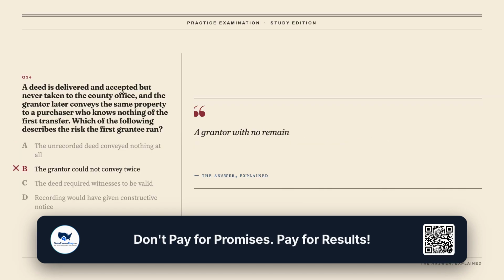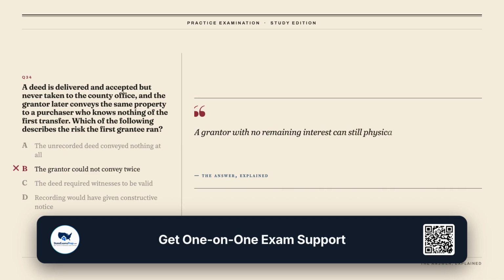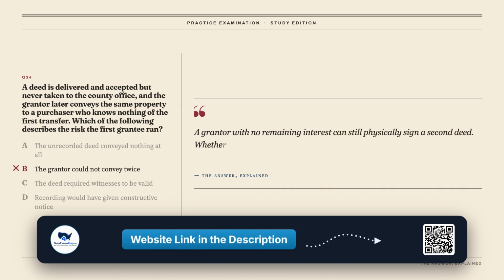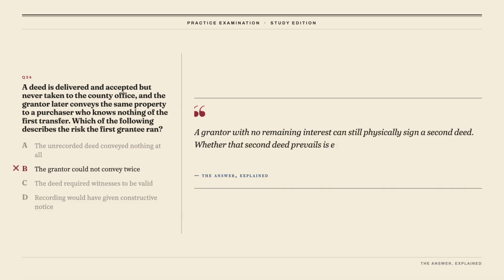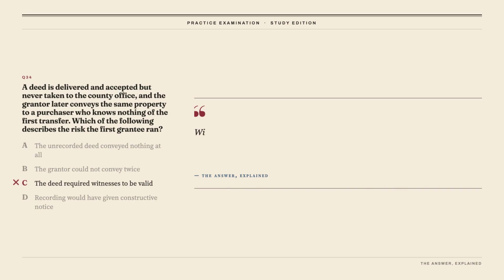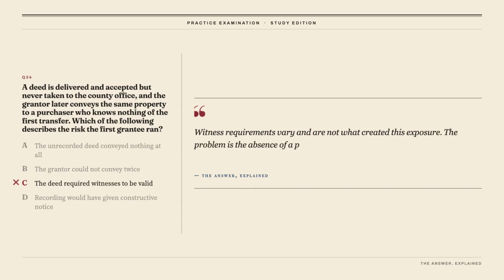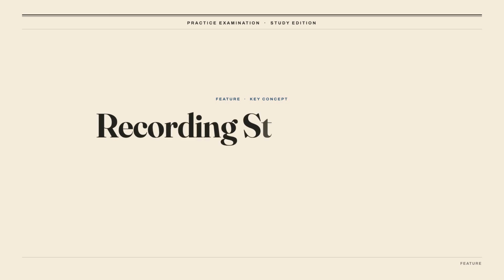B is wrong because a grantor with no remaining interest can still physically sign a second deed. Whether that second deed prevails is exactly what the recording statutes resolve. C is wrong because witness requirements vary and are not what created this exposure. The problem is the absence of a public record that a later purchaser could have found.